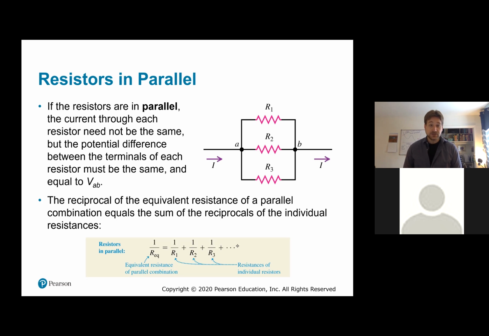Which is true. To move a particular current through this arrangement requires less EMF because the equivalent resistance has decreased.